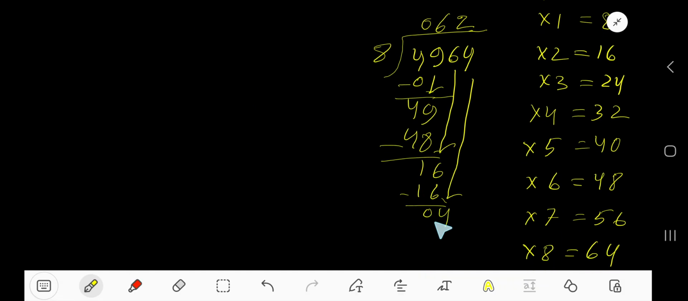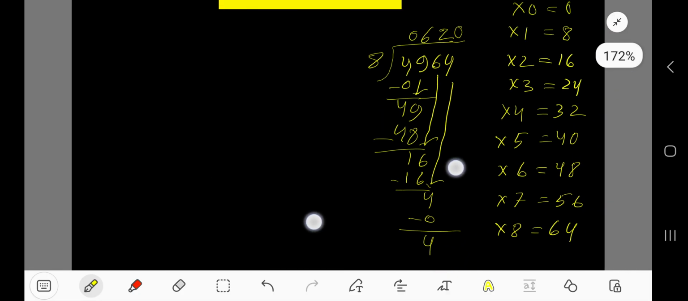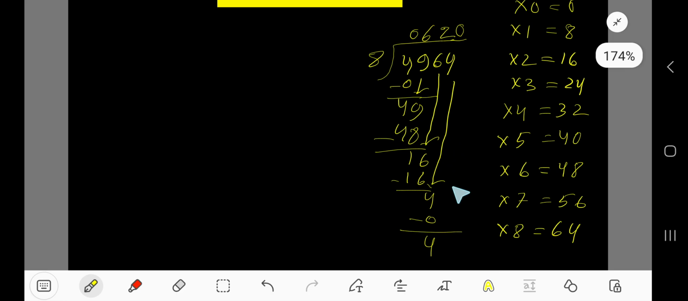8 goes into 4 how many times? 0 times. 0 times 8 equal to 0. We are getting 4. Look, 8 goes into 4 0 times because 4 is less than 8.